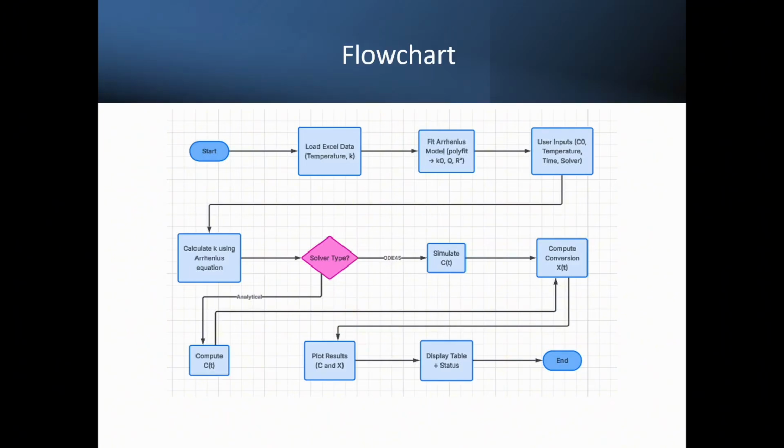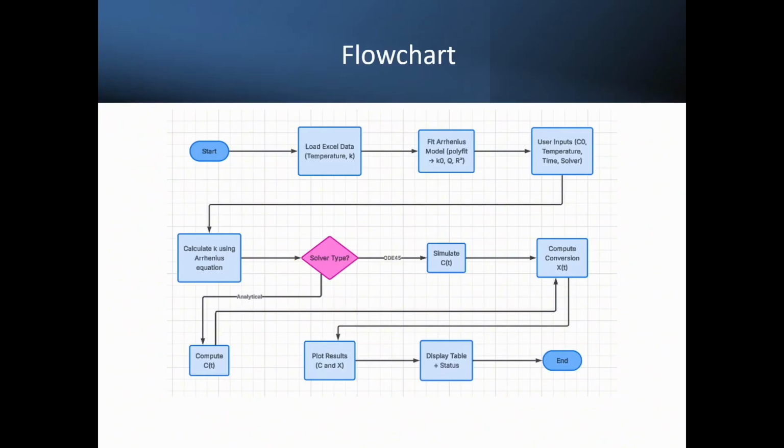Next, the user provides inputs through the GUI, which is initial concentration, batch temperature, simulation time, and the desired solver. The program uses the Arrhenius model to calculate a new rate constant at the selected temperature. At this point, the program branches based on the solver decision. If the numerical option is chosen, it uses the ODE45 to solve the differential equation for concentration over time. Otherwise, it uses the analytical exponential decay equation.